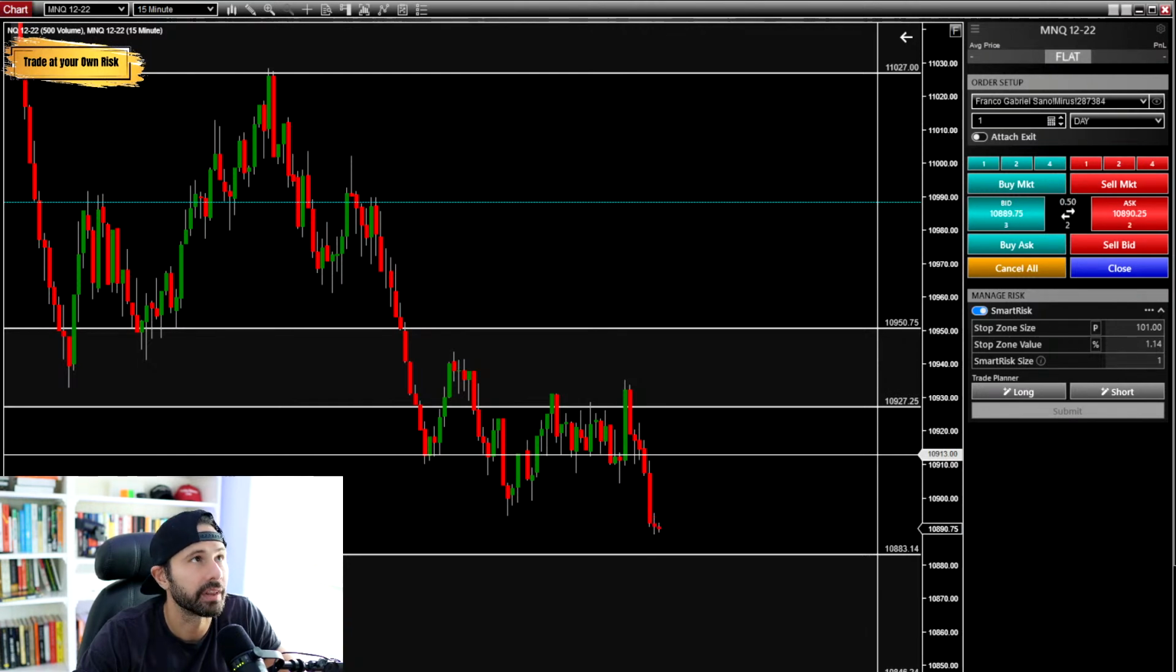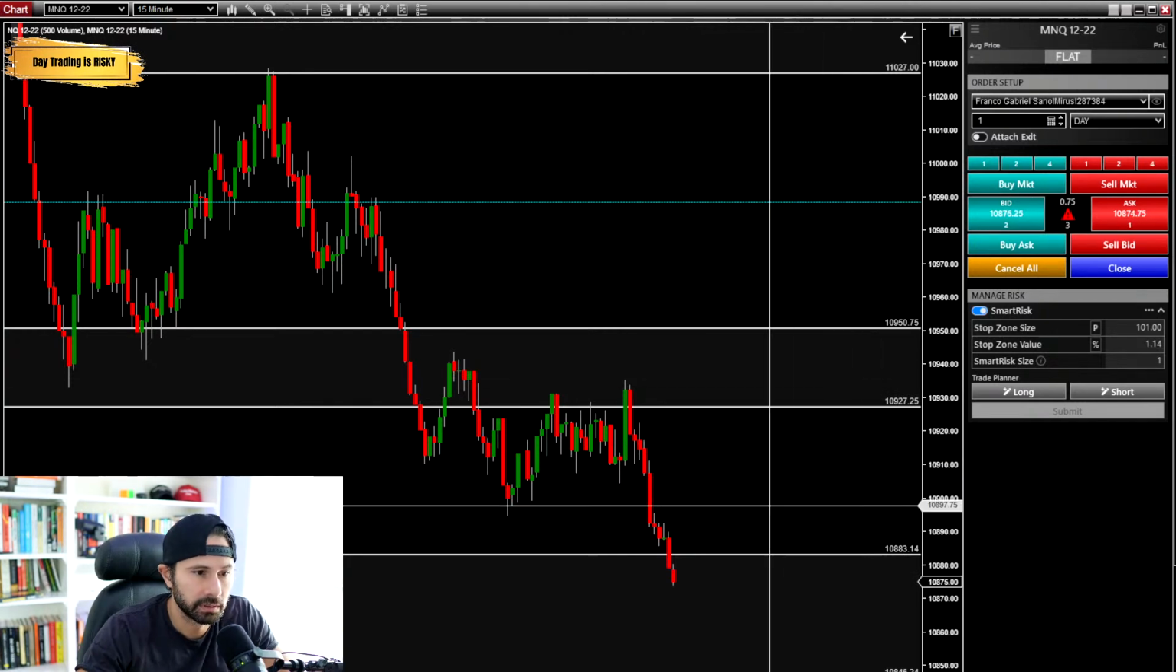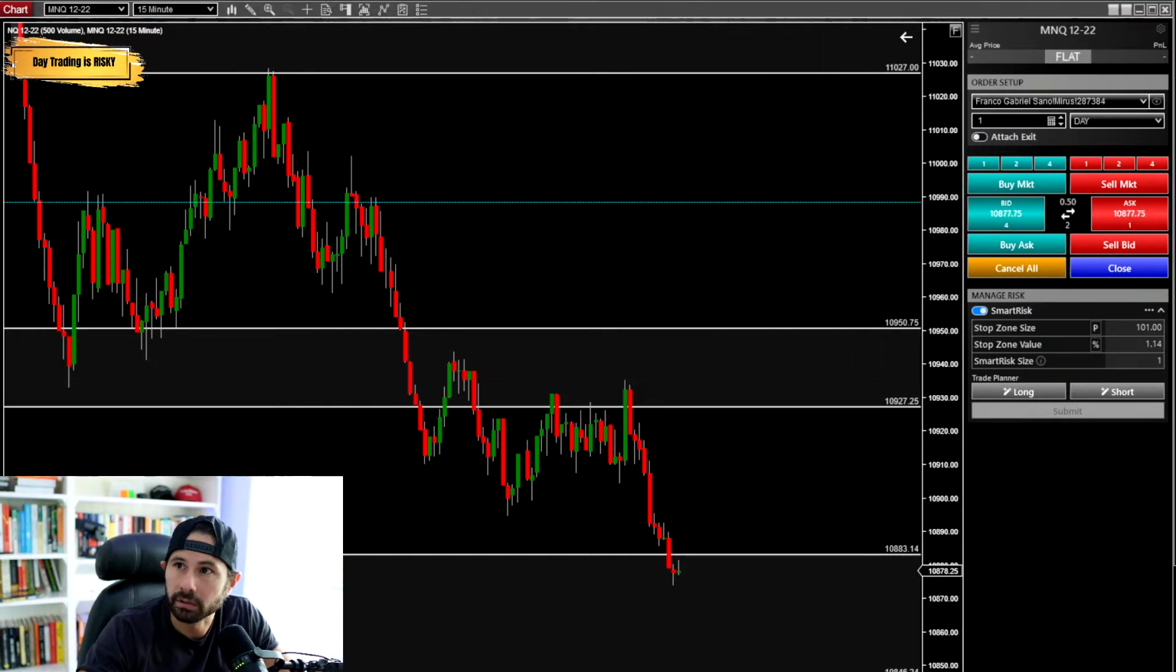Wow, this is nasty to the short side. And you figure if we have a move down to yesterday's low, wow, I would be very impressed. Let's go see the dollar though. Hasn't moved. Has not moved.